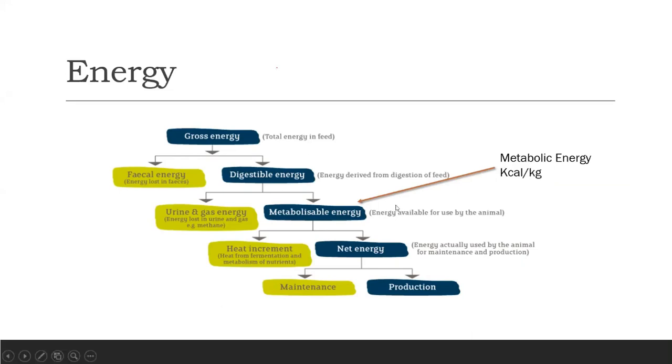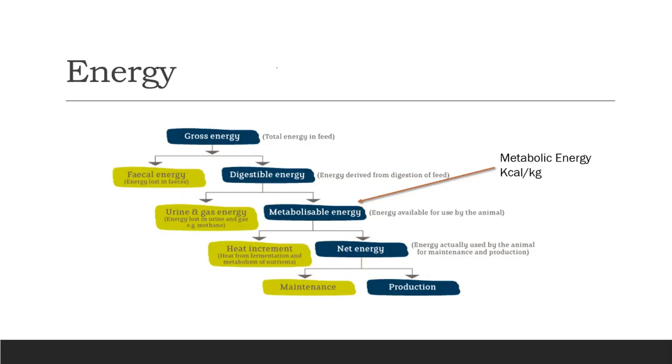I've been focusing on this metabolizable energy because nowadays they've been producing it on a net energy basis also. So you might find it difficult to get the data on the basis of net energy. So far there is evidence of data in metabolizable energy, so it will be very easy and rational to develop the feed on this metabolizable energy basis.